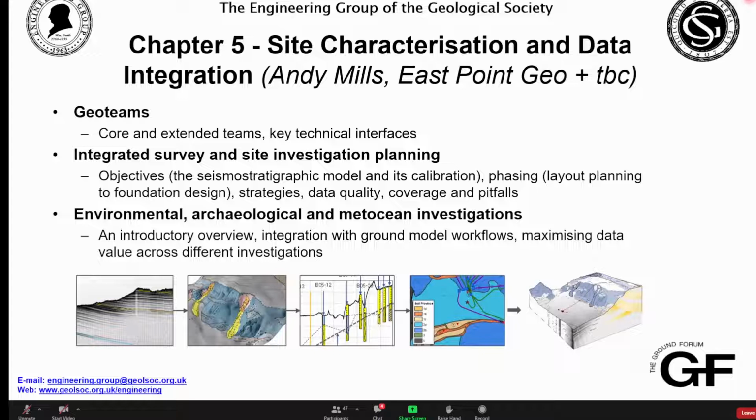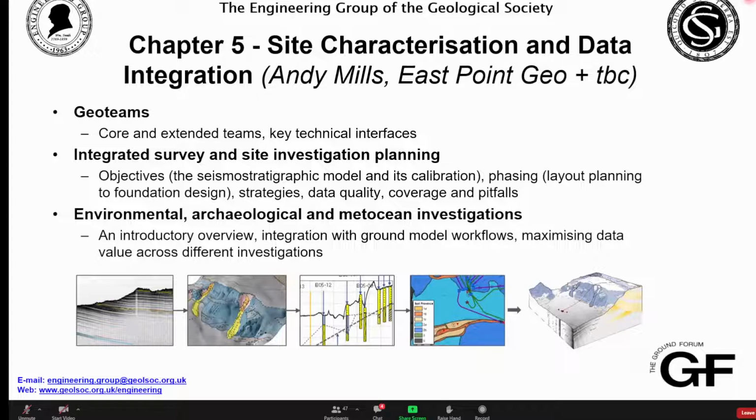And we'll also set out the need and the approach that could be used, and the different approaches that can be used, recognizing that not all projects operate in exactly the same way, but how you might put together an integrated survey and site investigation planning approach. Talk about objectives, so how you might set up a seismostratigraphic model using geophysical data, and then how you might start to develop that model and calibrate it with information that's going to be pertinent and relevant for geotechnical engineering design. We'll discuss how you can phase these types of approaches and some of the challenges that exist in different types of phasing.